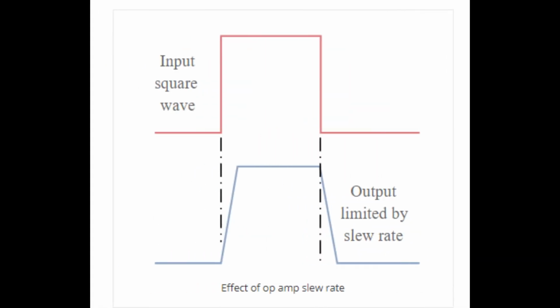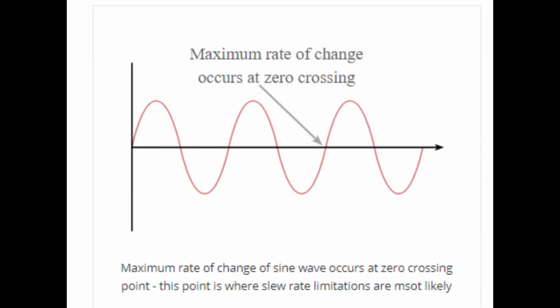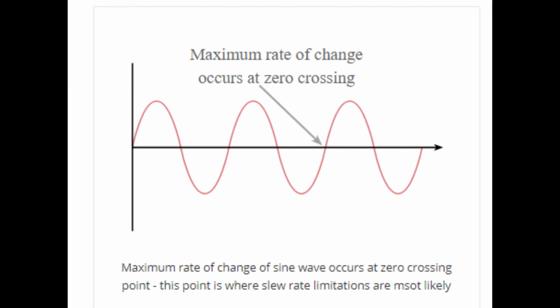The slew rate of an OP-AMP or any amplifier circuit is the rate of change in output voltage caused by a step change on the input. It is measured as voltage change per unit time. This is the input square wave and output limited by slew rate. Next, slew rate distortion. If an OP-AMP is operated above its slew rate limit, signals will become distorted. The easiest way to see this is to look at the example of a sine wave. The maximum rate of voltage change occurs at the zero crossing point.